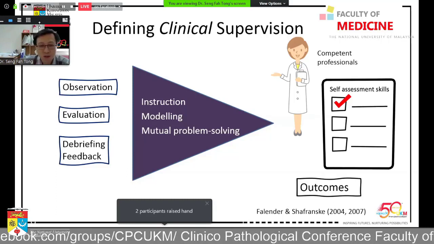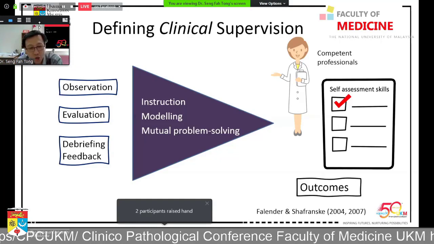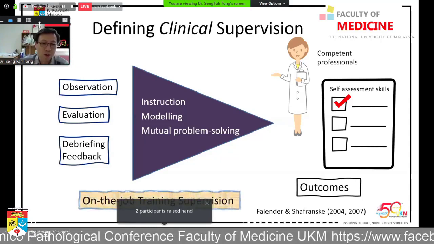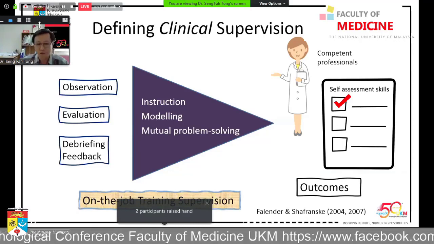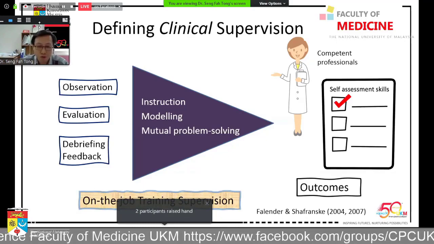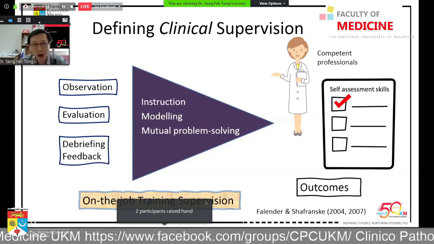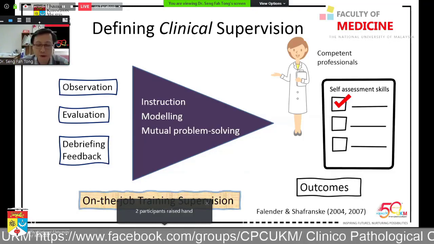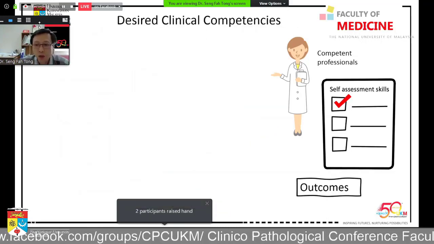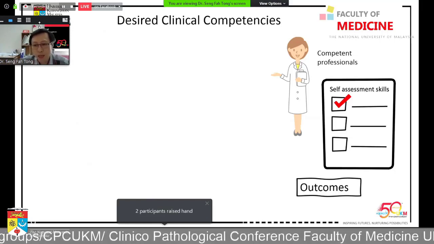If you notice, we have moved on from clinical reasoning to simulation. Now it's more towards the hands-on, so the focus is more on on-the-job training supervision. When we talk about on-the-job training, we are often talking about postgraduate or even final year students, closer to a ready-to-practice situation. So how we define clinical supervision is slightly different from academic supervision, which we can discuss later in Q&A.